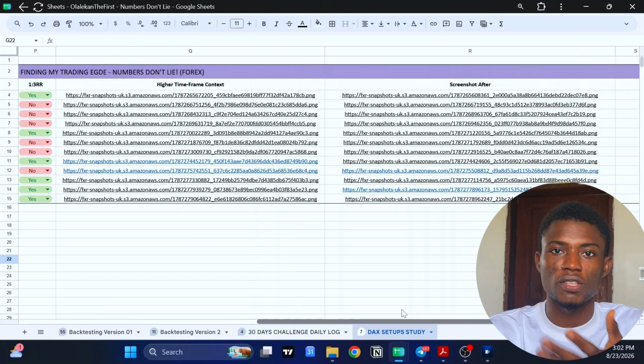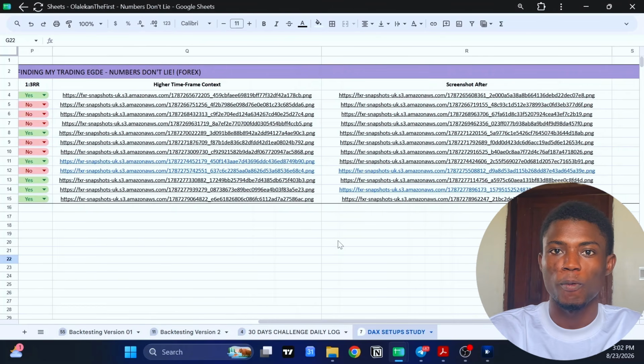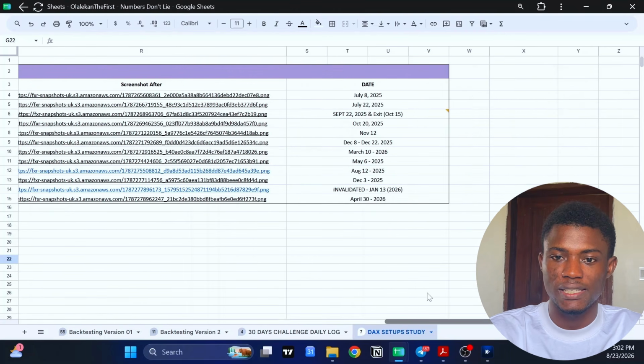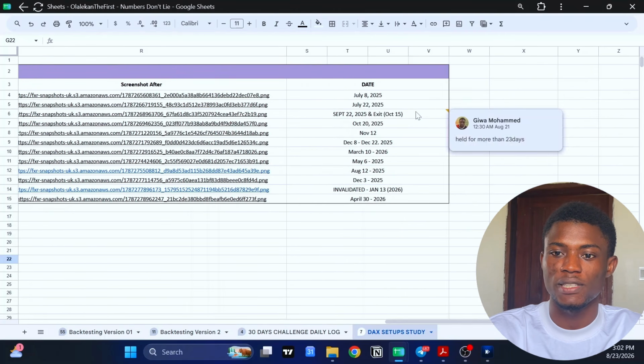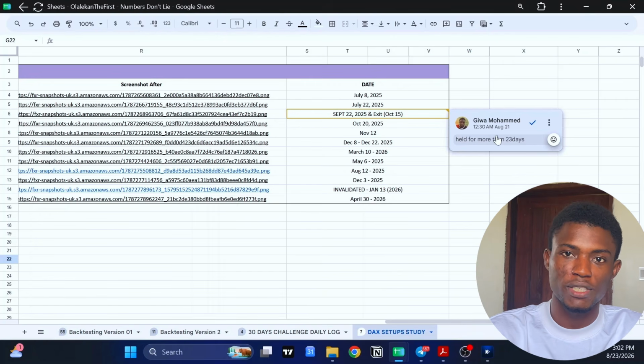And then the screenshot of his high time frame context when it comes to a high probability setup, what are common with them, then the screenshots after, right? Then the dates. The longest trade I had to actually witness was 23 days of data. And even that 23 days of holding, he was able to even add more to the trade on the basis of discretion and also understanding his system better.